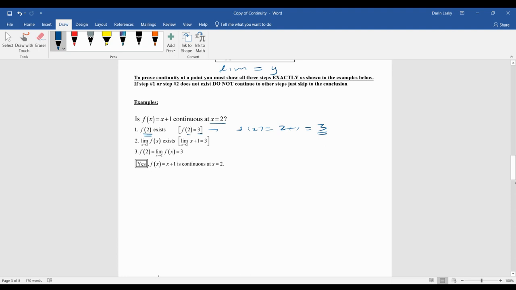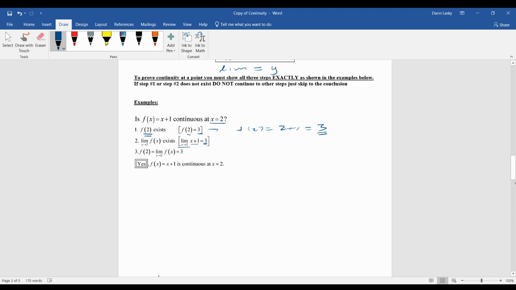Now, the first thing we can do is check to see by plugging it in. Remember, you got 3 options for limits. You have plug it in, you have factor, and you have a graph. Does the limit exist at 2 for x plus 1? If we plug it in, yes, it equals 3.